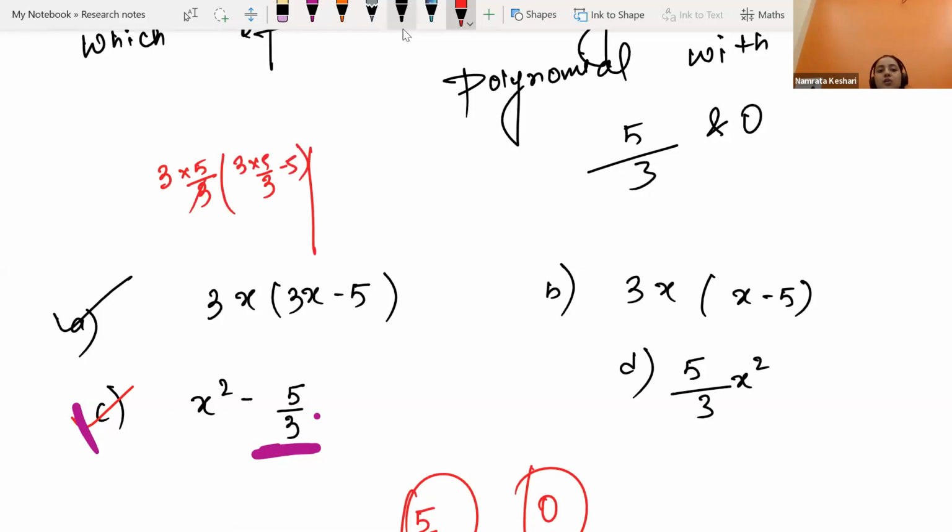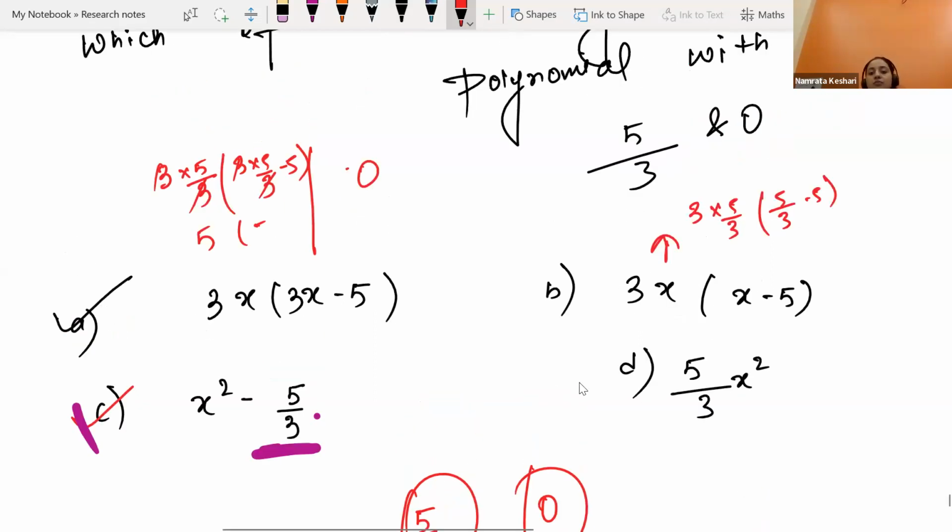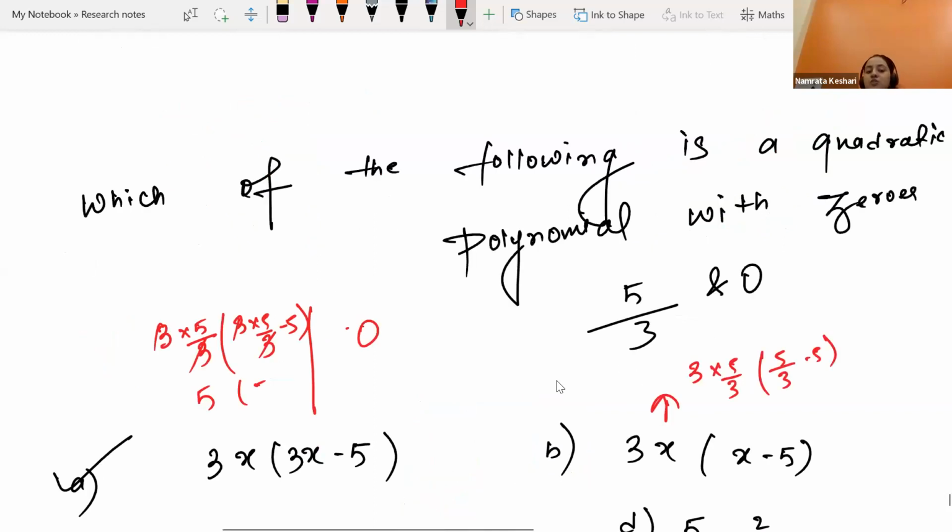3 into 5 by 3 is 5, minus 5. Yes, this is coming 0. If we substitute 0, then yes, it is coming 0. For the other equation, we are not getting 0. 3 into 5 by 3, this one, no, we will not get 0. The last one also, 5 by 3 will not give us 0. So your first equation is satisfying.